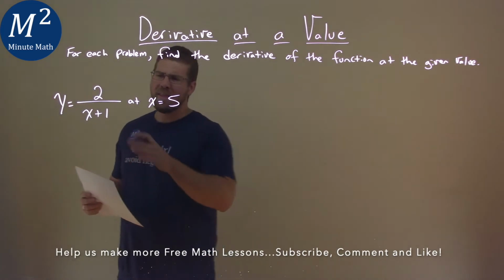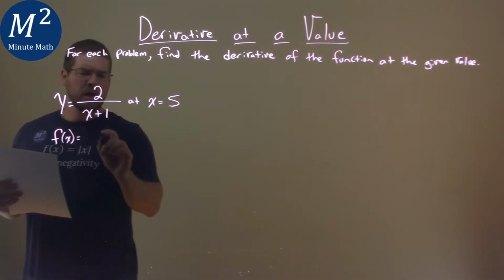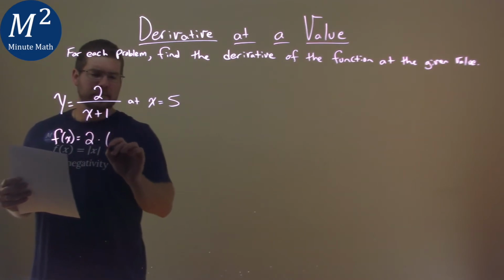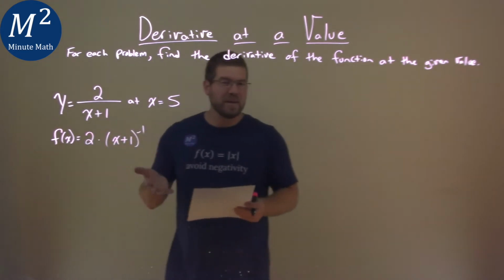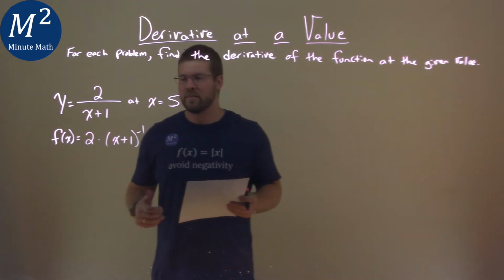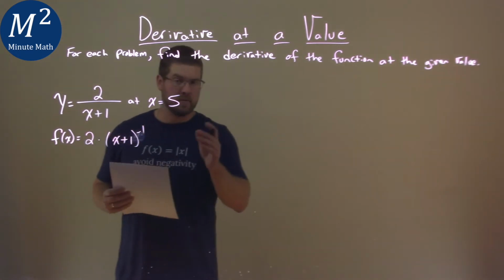Well, I like to rewrite this function here, let's call it f of x, and I'll write it like this: 2 times (x plus 1) to the negative 1 power. That's mainly because I just like using the product rule better. It's personal preference, but you can use the quotient rule here as well to find the derivative.